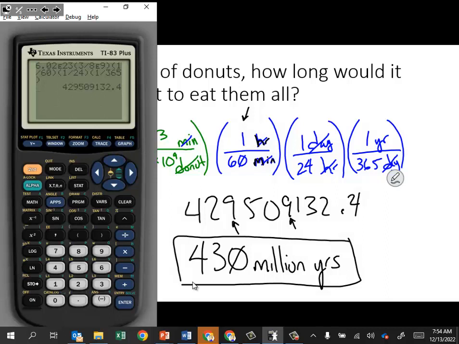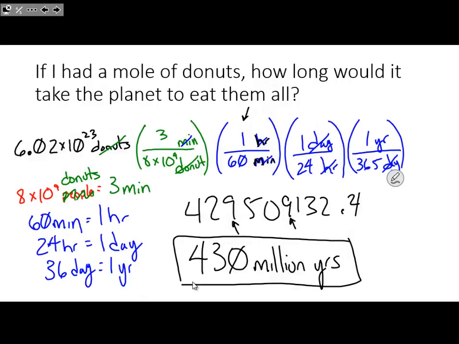would take us 430 million years to eat a mole of donuts. That takes the mole, a number you can't visualize, and converts it to something you could. 430 million years would be like dinosaurs' age ago. That's how long it would have taken all the people on Earth today, 8 billion, to eat a mole of donuts. That gives you some context.